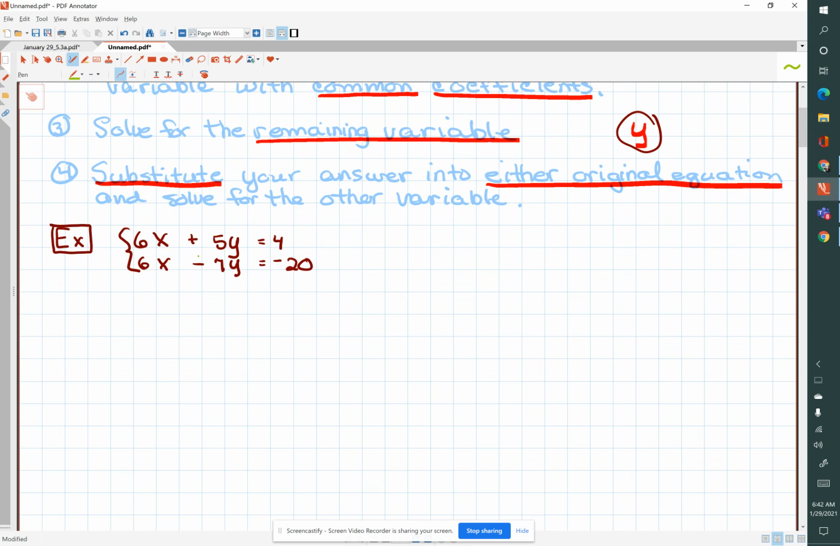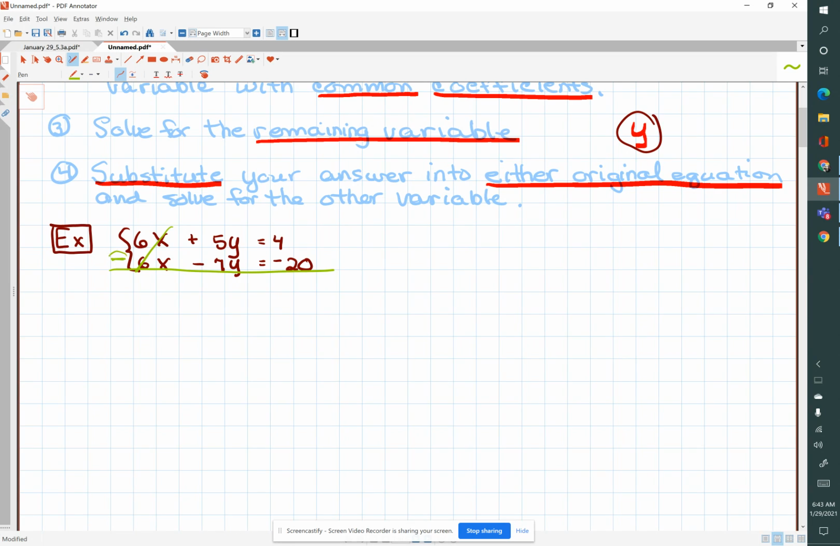We have 6x plus 5y equals 4, and then we have 6x minus 7y equals negative 20. Well, I notice that I have 6x in each one of these. If I subtract the second equation from the first equation, I can easily eliminate this 6x. 6x minus 6x cancels each other out. So what we have left is, now remember, we're subtracting a negative.